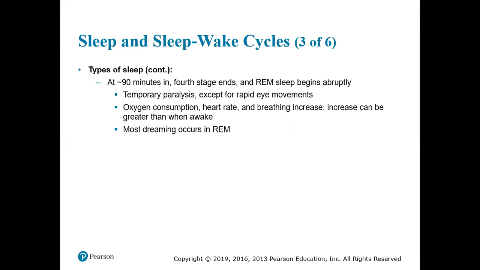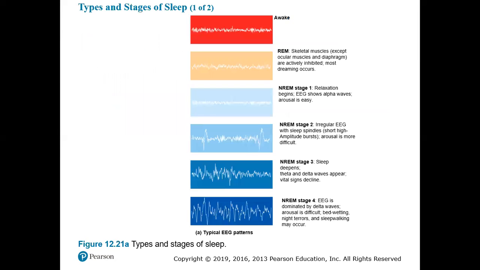At about 90 minutes, the fourth stage will end and then REM will begin. Then there's temporary paralysis here, except for the eye movements. Oxygen consumption, heart rate, and breathing will increase, and the increase can be greater than when awake. Most dreams happen in REM. I think we probably know that. Here's a nice chart of walking through REM sleep and the stages, and when we see some of the wave activity.